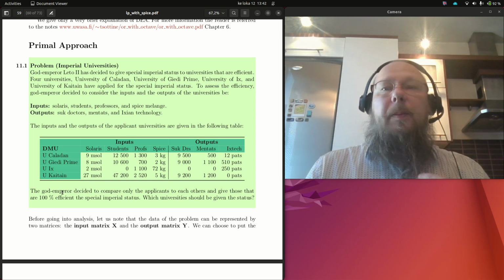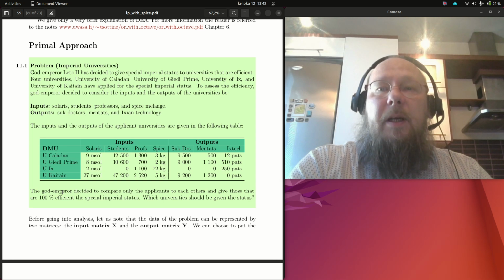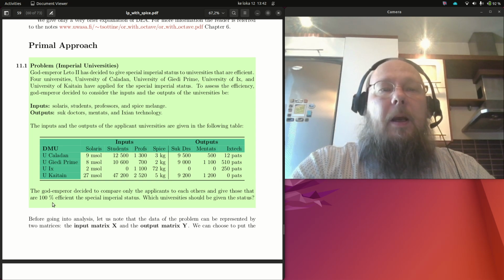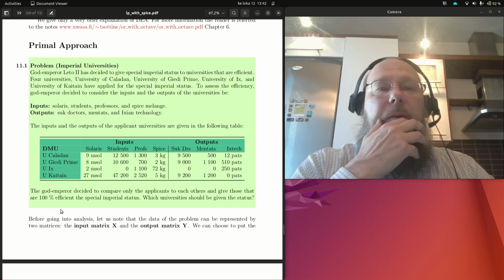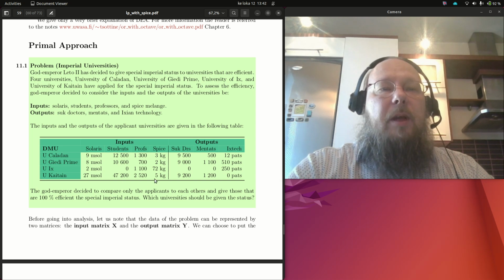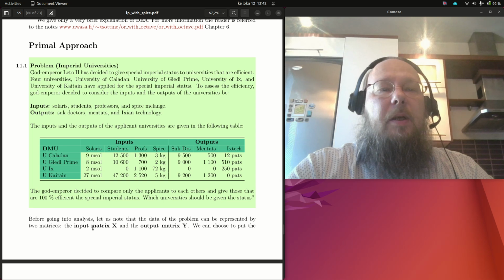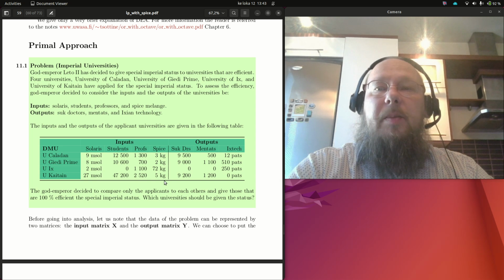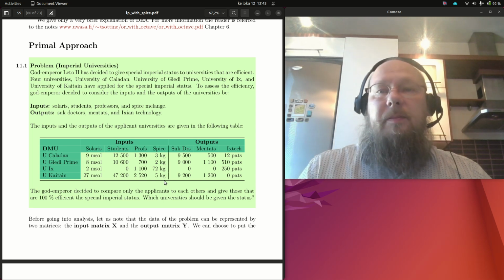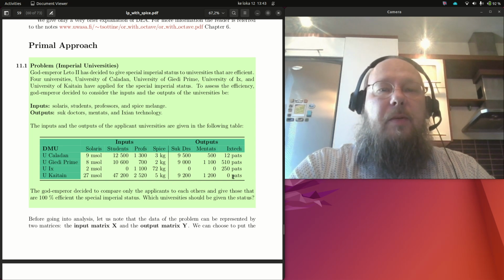This is solved by calculating their efficiencies using data envelopment analysis, or DEA. To start with this problem, let's consider what the data is. There are 2 matrices: here are the inputs and here are the outputs. Let's call them matrices X and Y. X is the input matrix that is here, or actually it will be the transpose of this. And Y will be the transpose of this.